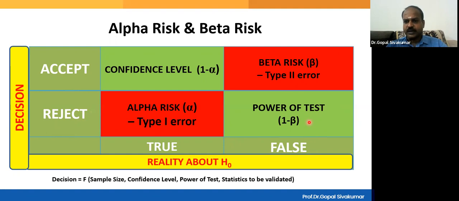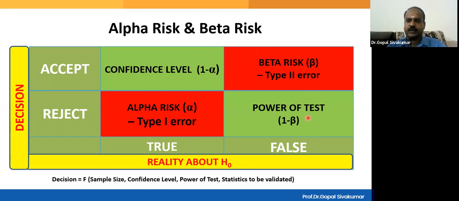That means the other possibility is also there. The null hypothesis is false, but you still accept it as true. That means you are committing type 2 error. For the type 2 error also, there is a permissible level, what we call beta risk. So beta risk should also be fixed. If we fix beta risk to be, let us say, 10%, that means the expected power of test is 90%. If the estimated type 2 error is 10%, that means the power of test attained is 90%.